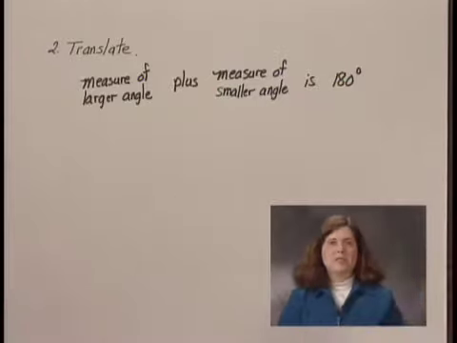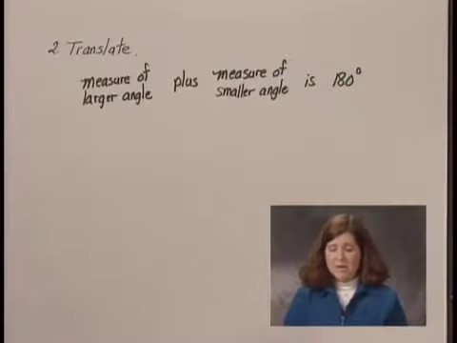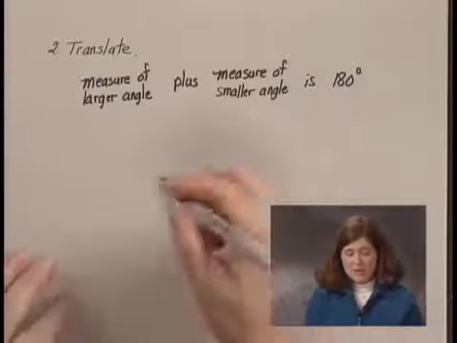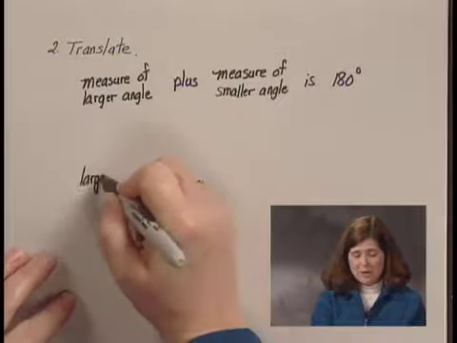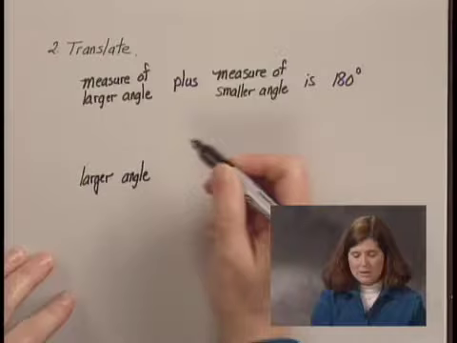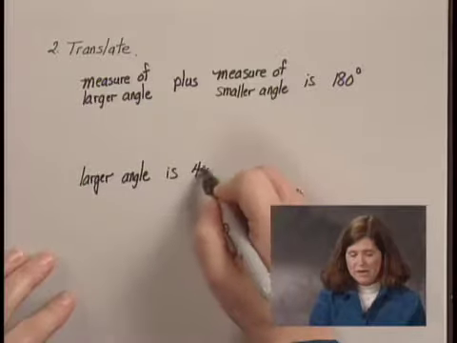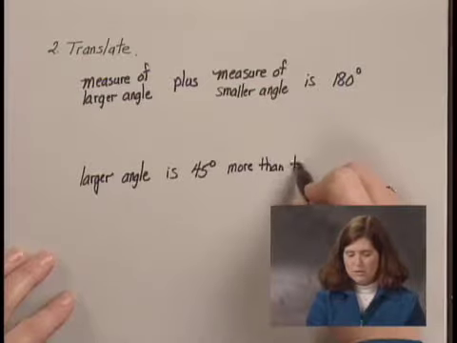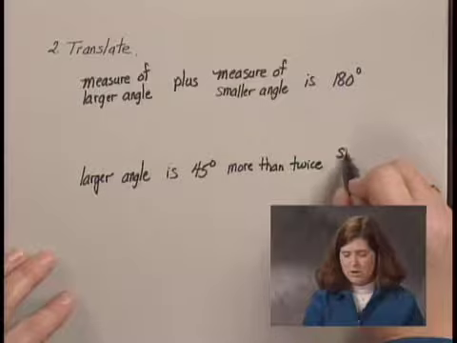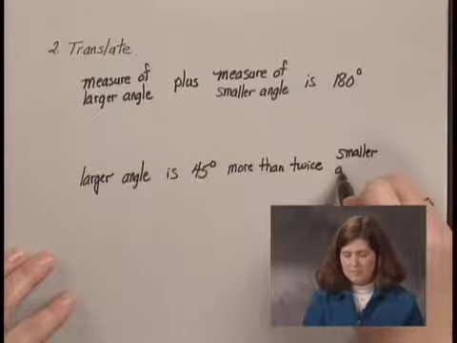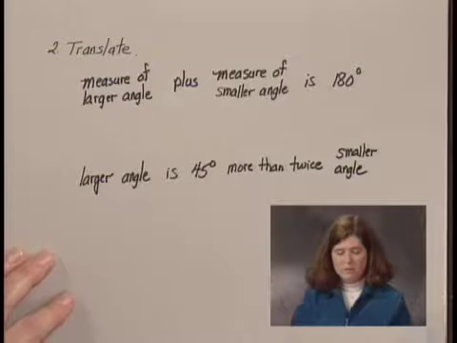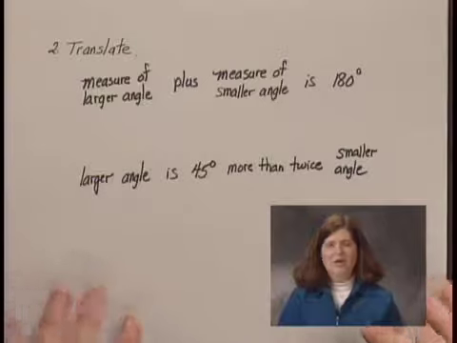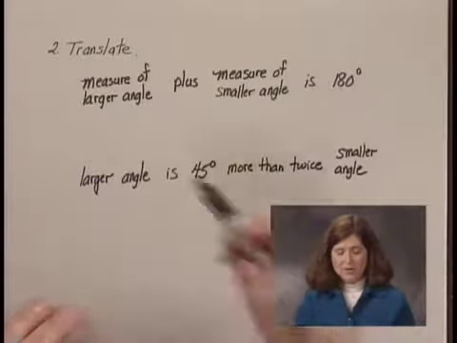The other piece of information I was given related the sizes of the angles. The one angle was 45 degrees more than twice the measure of the other angle. So I can say that the larger angle is 45 degrees more than twice the smaller angle. Or their measures are related that way. So I have this information written a little bit more in a way that I can translate directly to mathematical language, and I will do that.